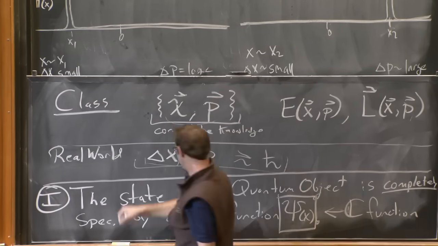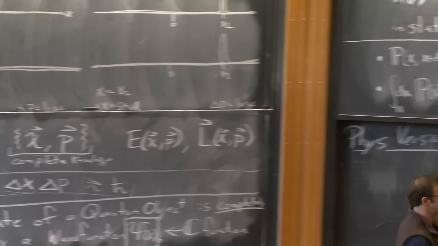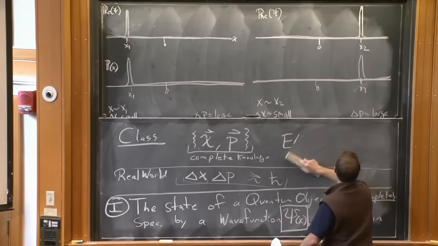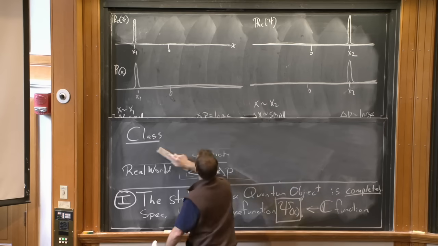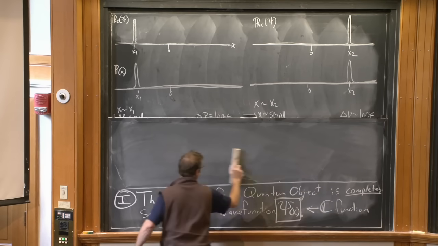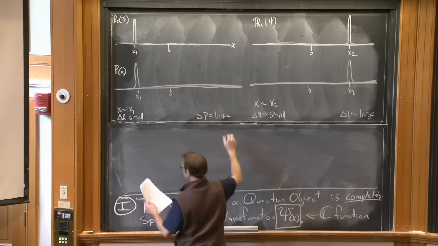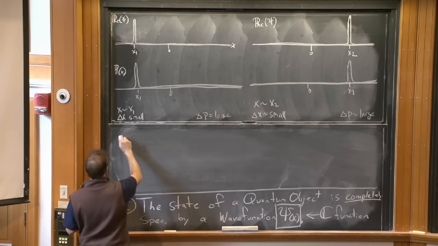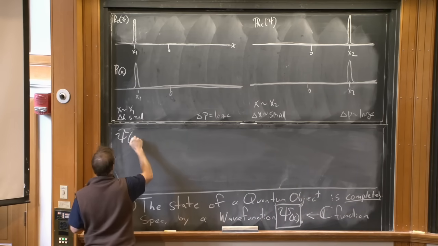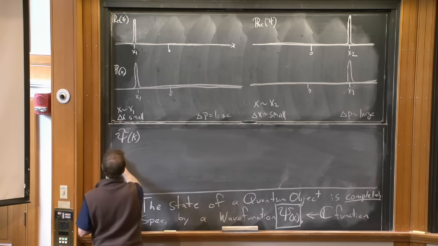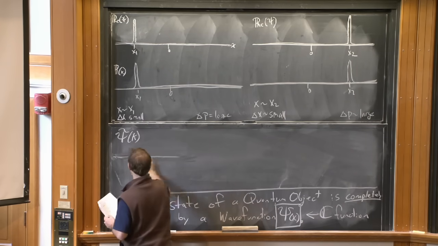So here we have the function and its probability distribution. Now I want to draw the Fourier transforms of these guys. So here's psi tilde of k, a function of a different variable than of x, but nonetheless it's illuminating to draw them next to each other.